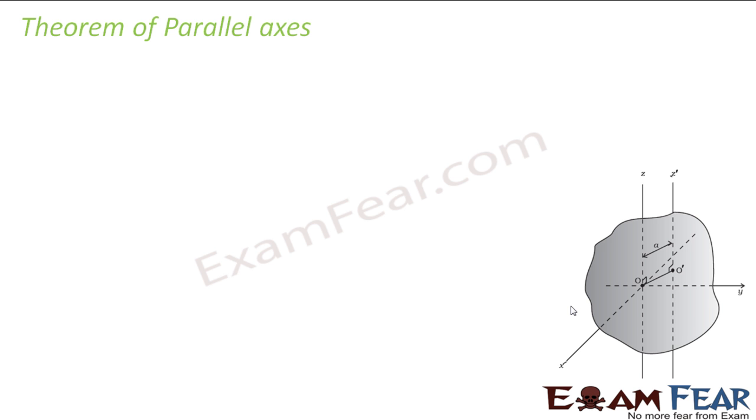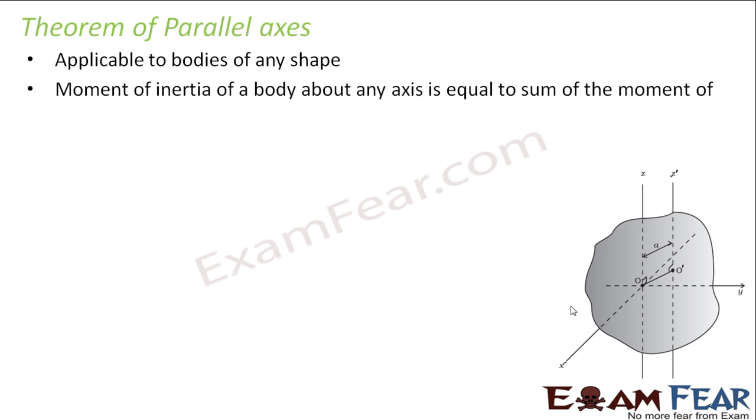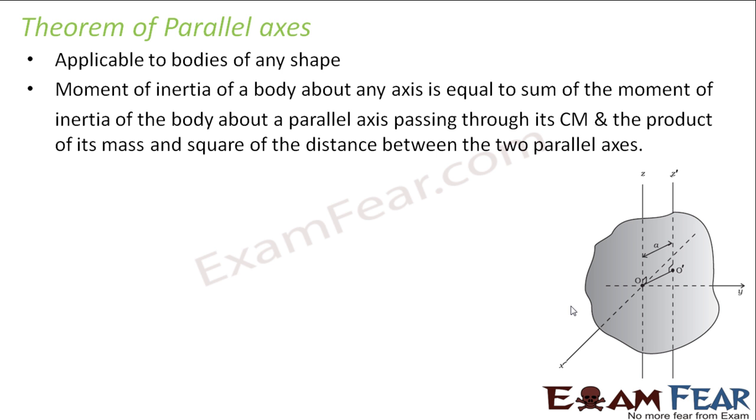So now let us look at the theorem of parallel axis. Contrary to the theorem of perpendicular axis, which is applicable only to planar bodies, this theorem is applicable to bodies of any shape. It states that the moment of inertia of a body about any axis is equal to the sum of the moment of inertia of the body about a parallel axis passing through its center of mass and the product of its mass and square of the distance between the two parallel axes.